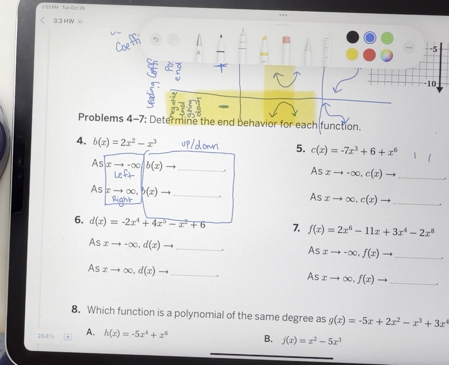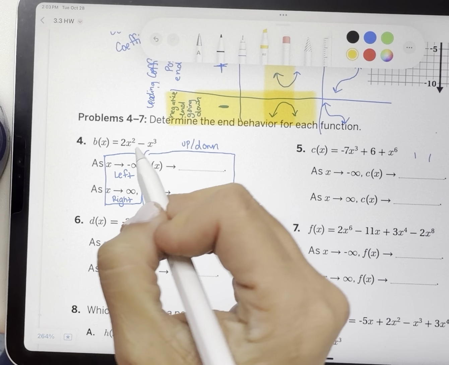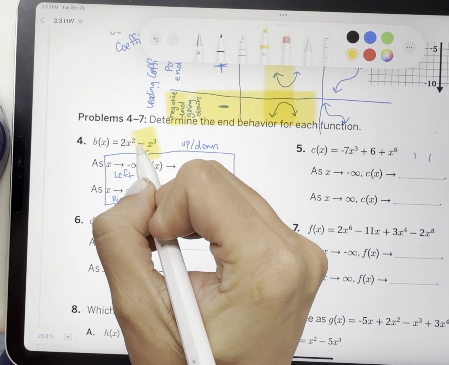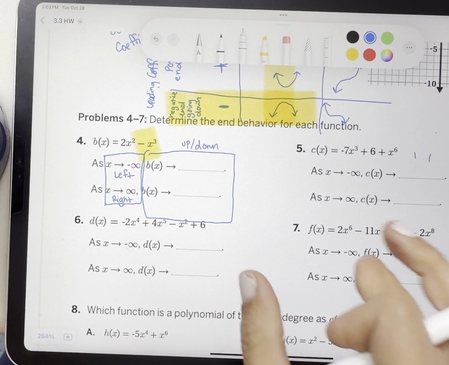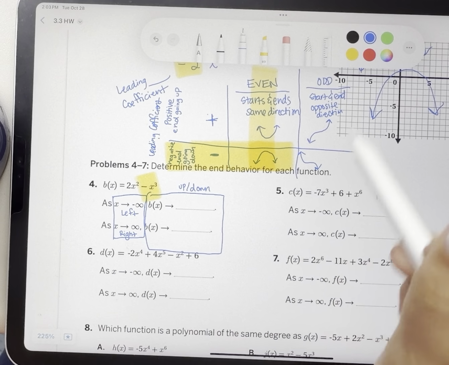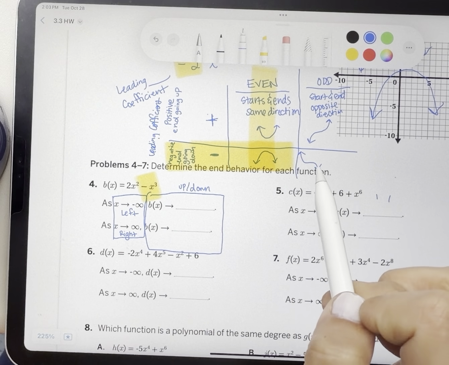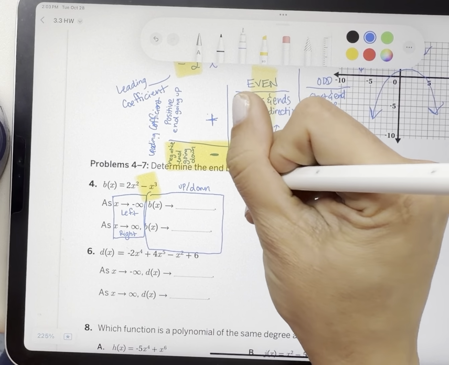So let's look at this. My shot caller in this function is the one with the biggest exponent. It's that negative x cubed. If I go back to this chart I made, a negative odd looks like this.